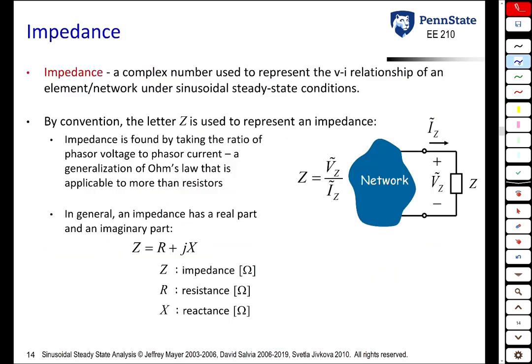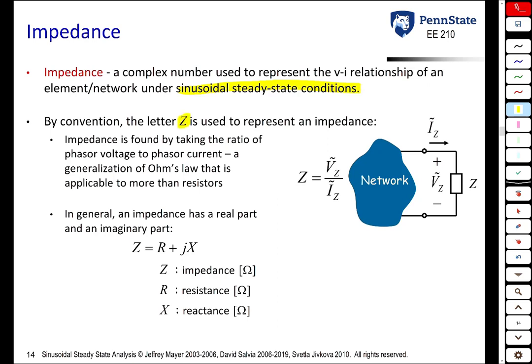So here's more detail about impedances. As we said, an impedance is basically a complex resistance. It's a complex number used to represent the VI characteristics for elements or networks in the sinusoidal steady state situation. So once again, impedances are only valid in sinusoidal steady state. It's not a concept you use in transient response. You only use it in sinusoidal steady state response.